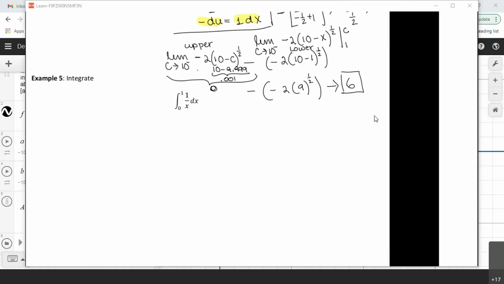Okay, let's take a look at this one. Is 1 over x undefined anywhere in the interval 0 to 1? How about this expression? I'm asking you for some input. Is this integral undefined anywhere? Yeah, at 0, because then the denominator is 0.